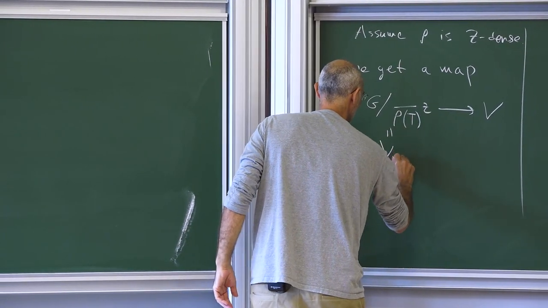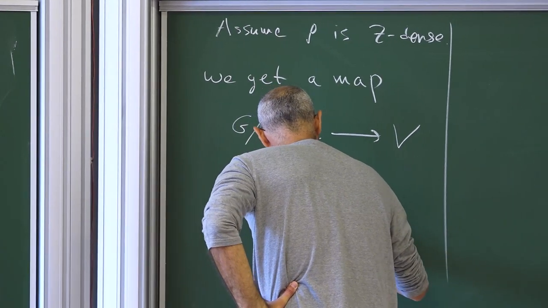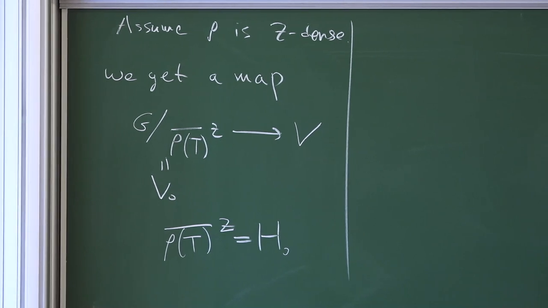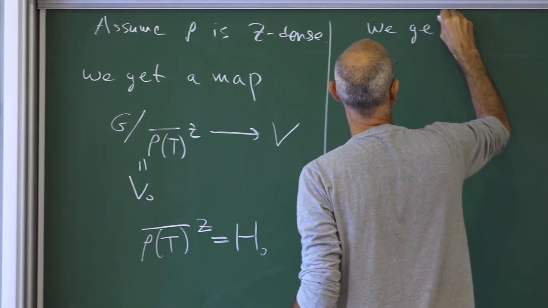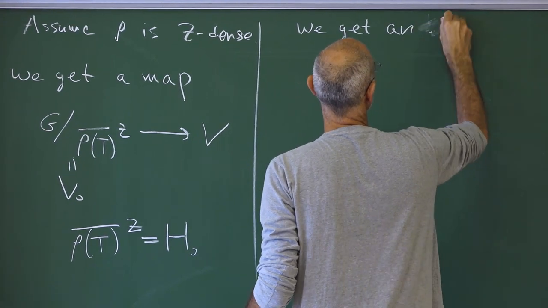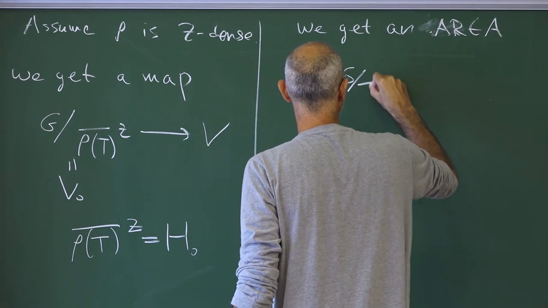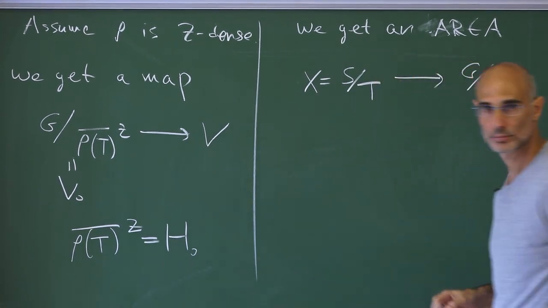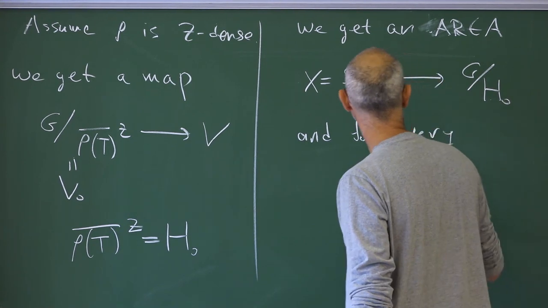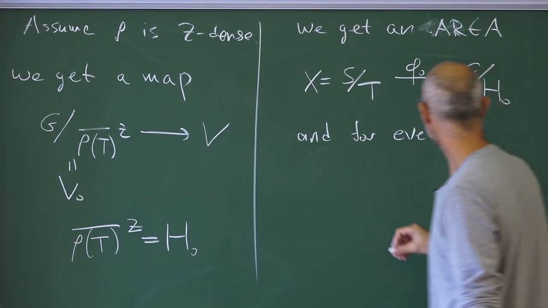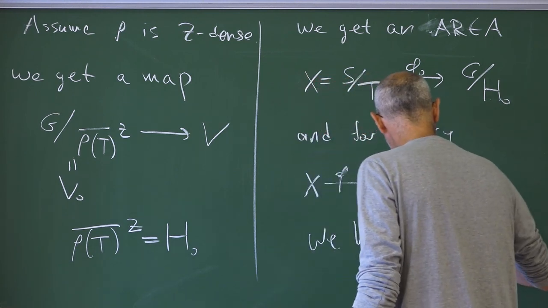So maybe let me call V0 this space. Maybe let me call the Zariski closure of rho of T, H0. So in fact, I'm getting a map from X, which is S mod T, to G mod H0, and for every, so let me call this maybe Psi0, Phi0, for every other phi to V, we have a morphism.